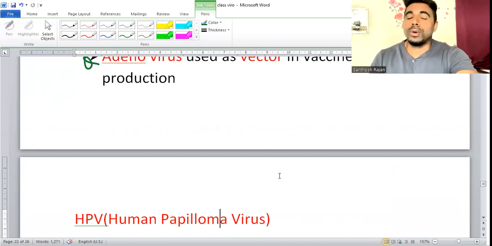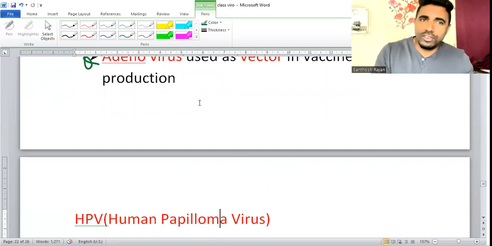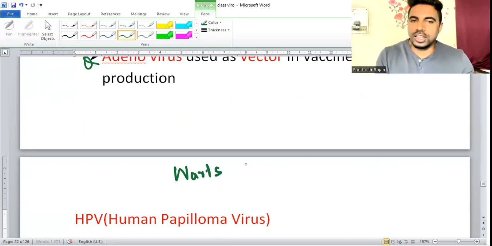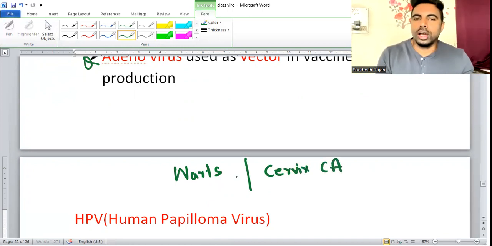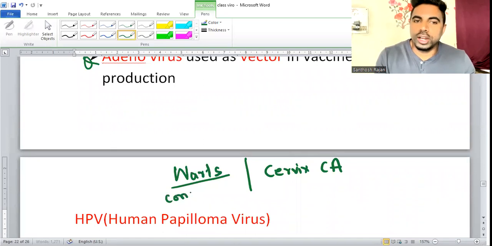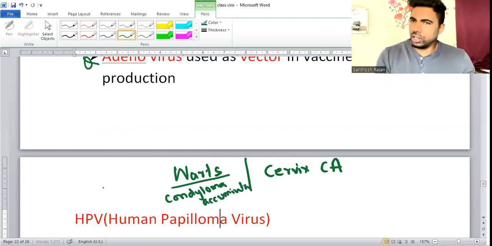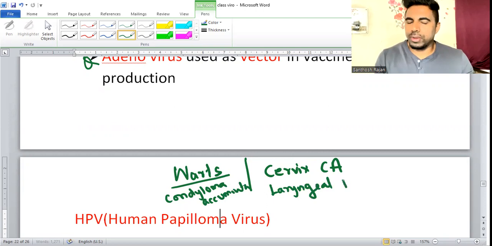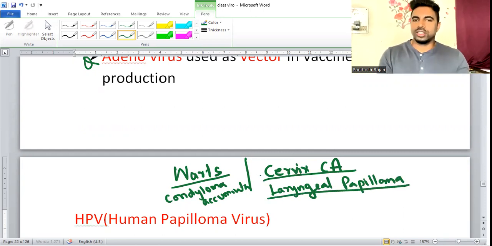The next DNA virus. Papilloma, what do you think? When you say papilloma virus, what are the two diseases that come to your mind? Whenever I talk about papilloma, two things have to strike your brain. One is warts, different types of warts. And the other one is cervical carcinoma. In warts, one of the types is condyloma acuminata. We're going to talk about that. And also, one more thing when you talk about HPV: laryngeal papilloma. These are direct questions they can ask you. What diseases is HPV causing? Three things. They cause warts, they cause cancer, and they cause papillomas.